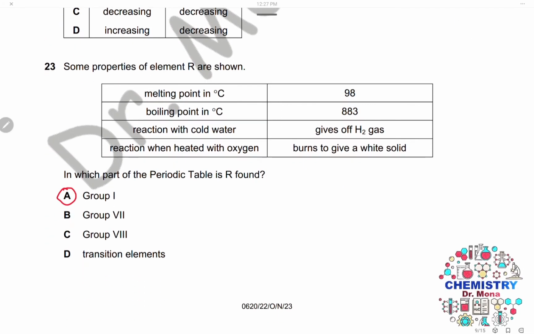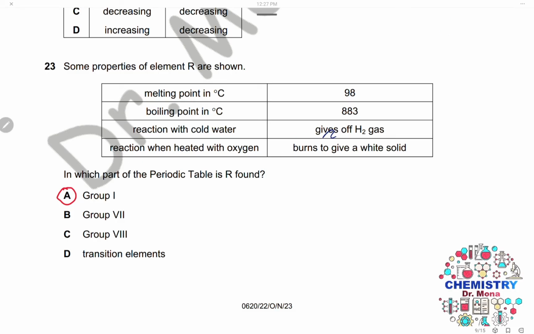Question 23. Some properties of element R are shown here. Melting point 98, boiling point 883. It can react with cold water to give off hydrogen gas, and when heated with oxygen, it burns to give a white solid. In which part of the periodic table is R found?